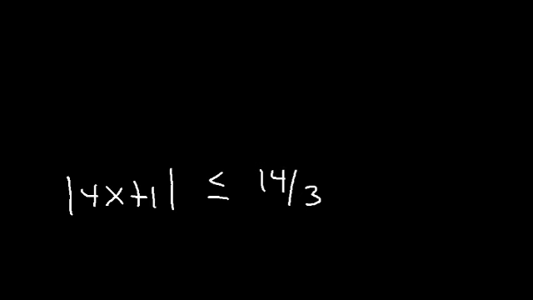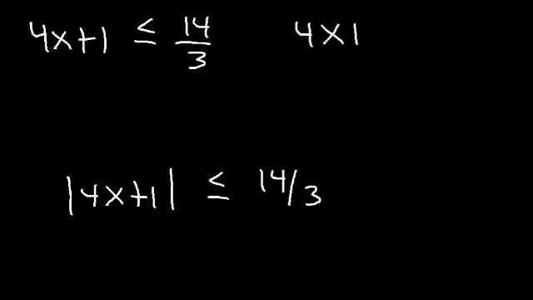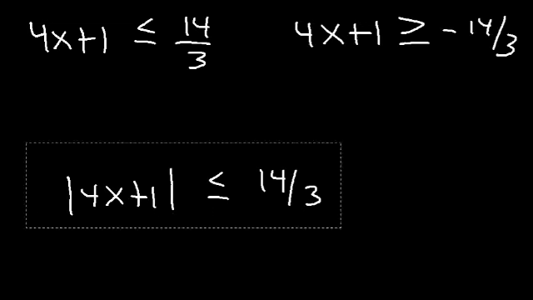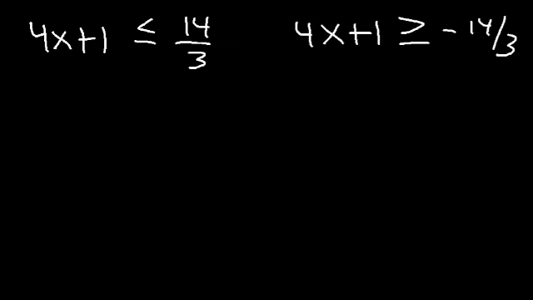So for the first equation, it's going to be 4x plus 1 is less than or equal to 14 over 3. And for the second one, 4x plus 1 is greater than or equal to negative 14 over 3. So we got to change the sign and flip the inequality. Now at this point, let's get rid of the fraction. Let's multiply everything by 3.